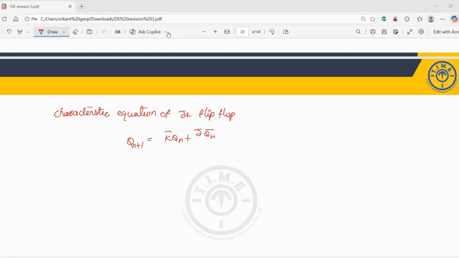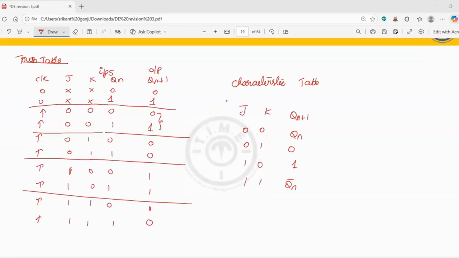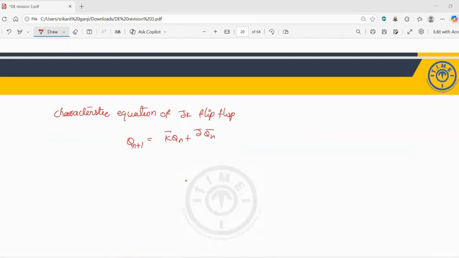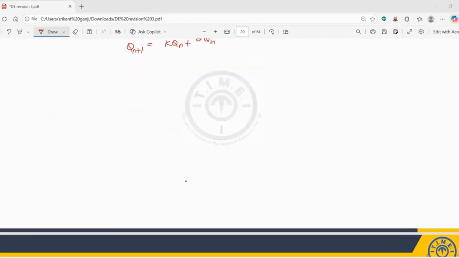Right, so this is the characteristic equation of the JK flip-flop. All the characteristic equations you have to remember. So what is going to happen whenever the input 1 1 is given? It is toggle mode, so it changes 1 0, 1 0, 1 0. So I can say that it is a race around condition.